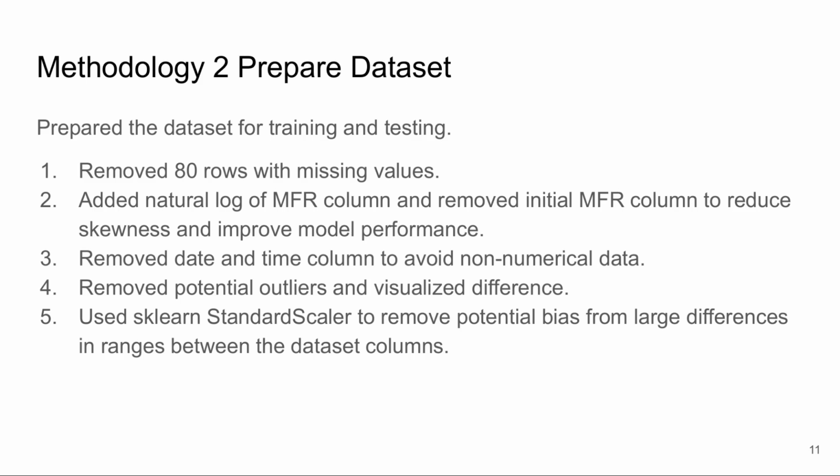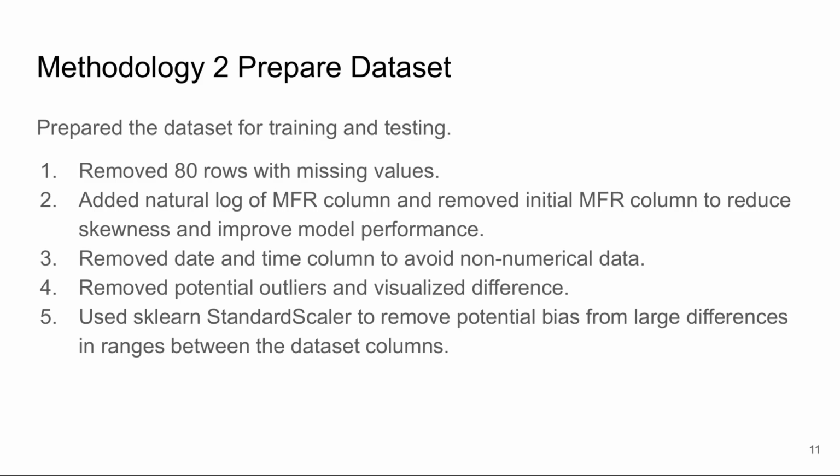And then we added the natural log of MFR column and removed the initial MFR column. This was to reduce the skewness and improve the overall performance of the model. And then we removed the date and time, since that doesn't really have an impact on the results of our model. And then we removed potential outliers as seen through the box and whisker plots.